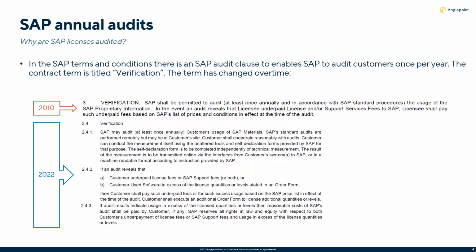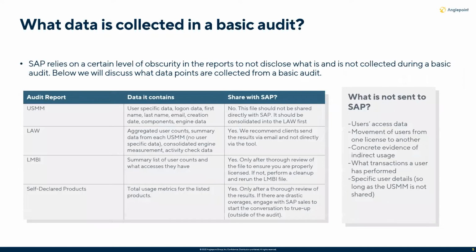As you can see, SAP has added language in here about fees and how much back maintenance, and they've definitely added to it to help protect their own licenses, right? It makes sense. They're trying to protect the investments that they've made. But that's why SAP can perform an audit, and this is what they're exercising when you get an audit letter in the mail or in the emails. So now, what does SAP collect in a basic audit?